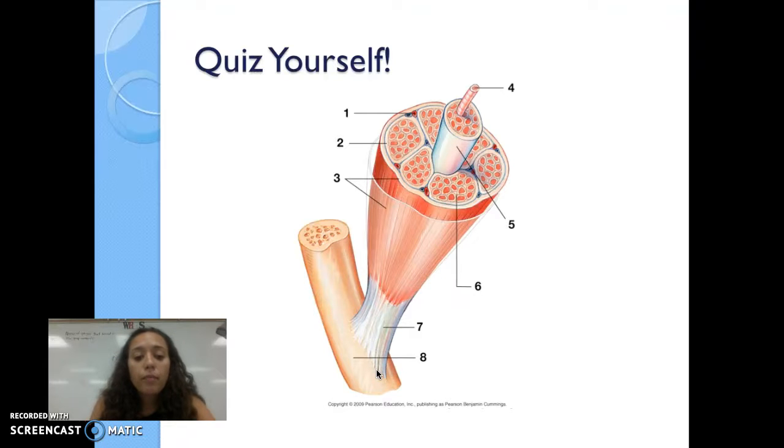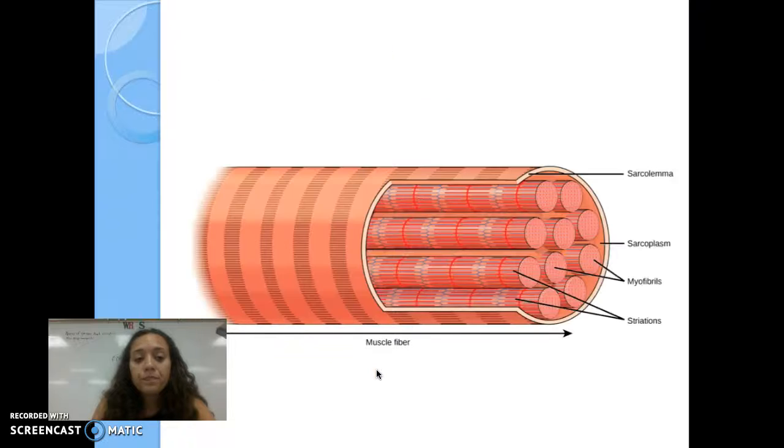Okay, so don't worry about this now. I'll have it as a part of the Edpuzzle.